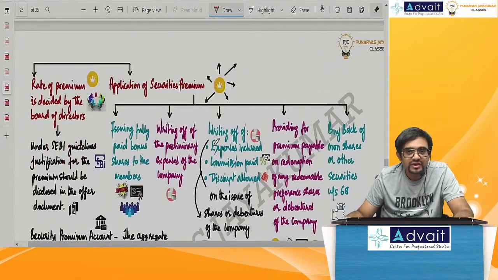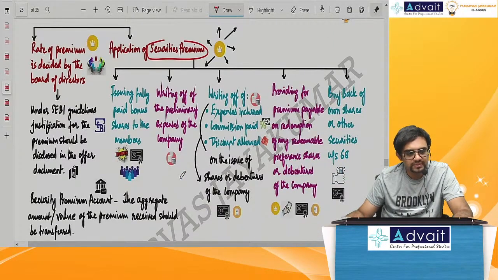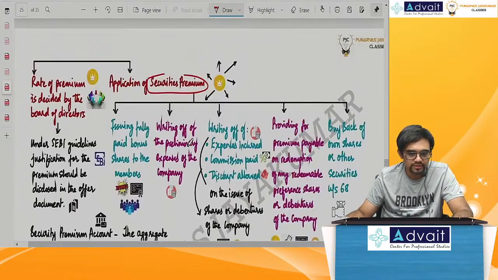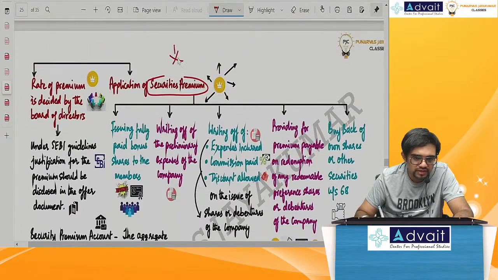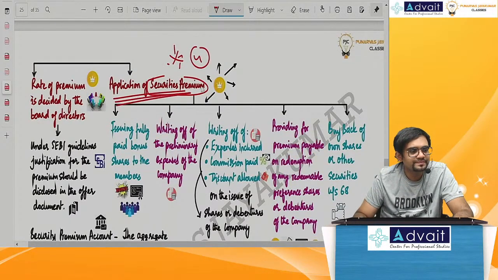When any premium is received, where will it go? It goes to the account called the securities premium account. Rate of premium is decided by the board of directors. Under SEBI, you should have a proper justification as to why you are charging a premium. Most important question regularly asked for 4 marks. What are the applications of the securities premium account?